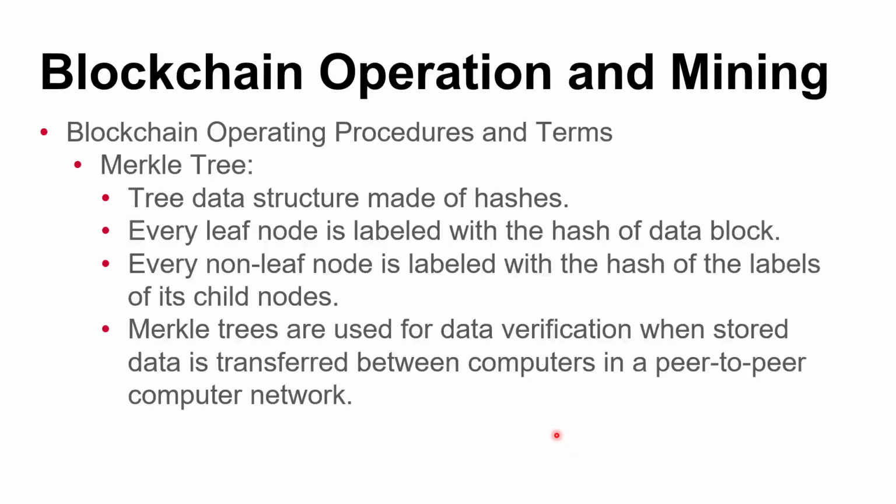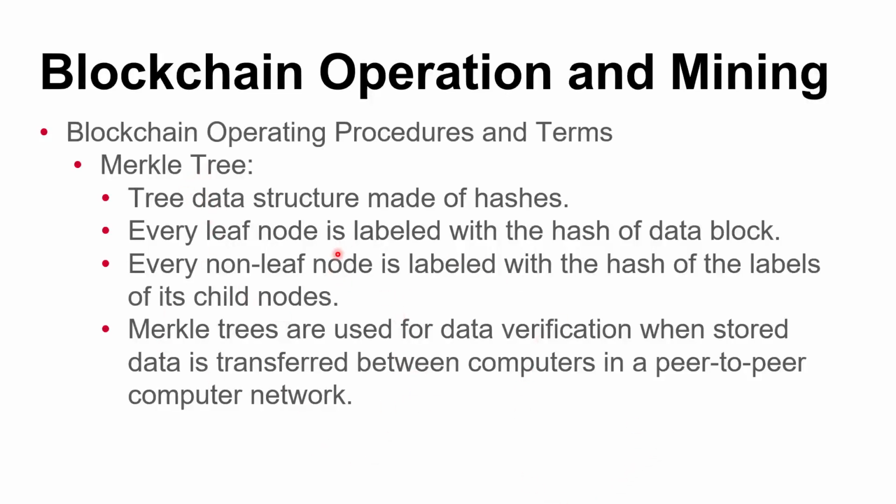The Merkle tree is discussed quite a bit in the white paper from Satoshi Nakamoto about the blockchain. A Merkle tree is essentially a tree structure of hashes. So it's hashes of hashes, essentially. Every leaf is labeled with the hash of a data block, and every non-leaf is labeled with the hash of the labels of its child nodes. We'll take a look at this in a second, but Merkle trees are used for data verification, and they are also used for searching purposes.